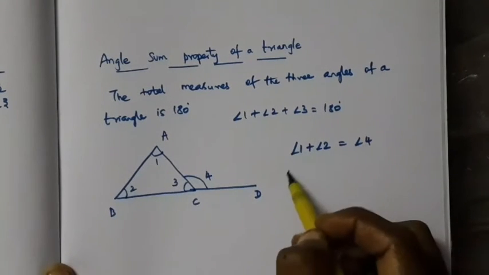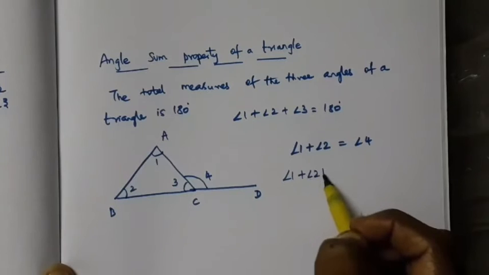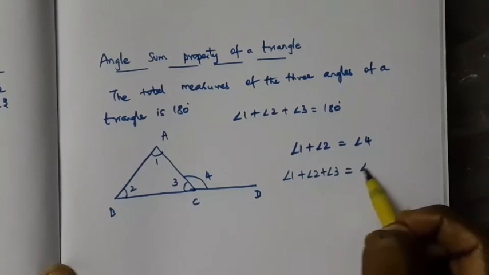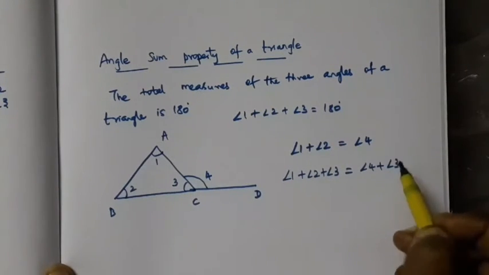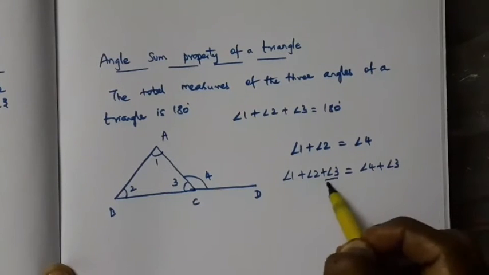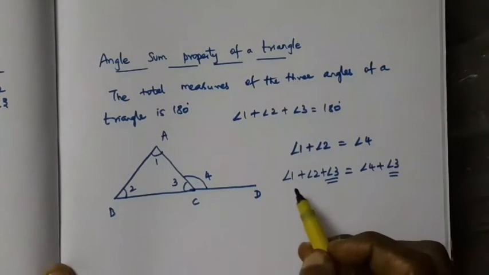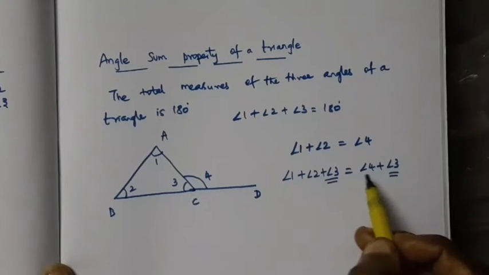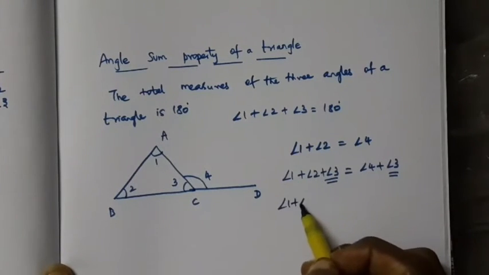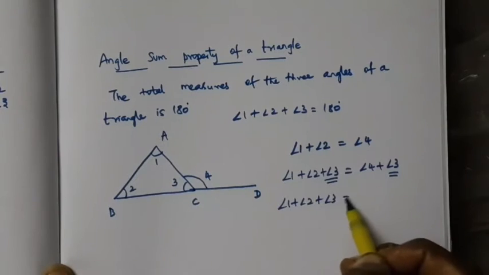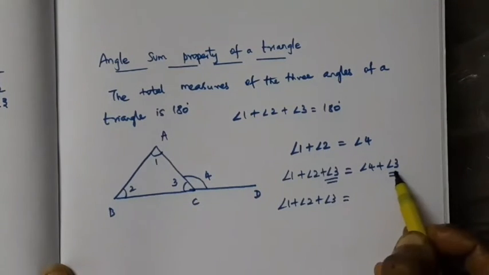Now I will add angle 3 on both sides. To this equation, I am adding angle 3 on both sides. Whatever addition you do on the left hand side and the right hand side will not affect the equation. So angle 1 plus angle 2 plus angle 3 equals angle 4 plus angle 3.